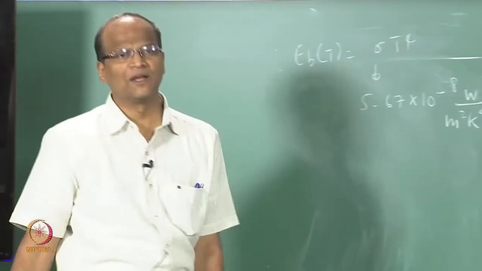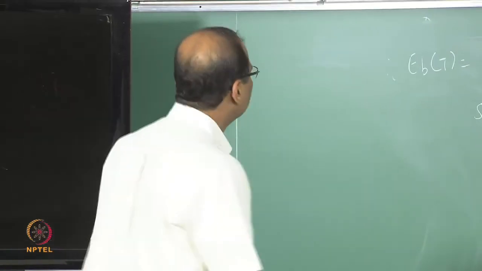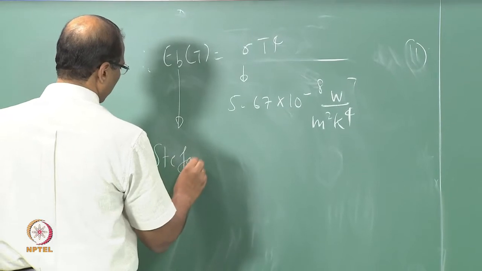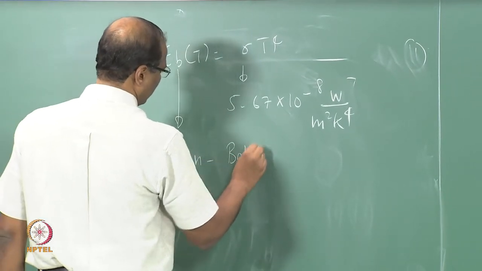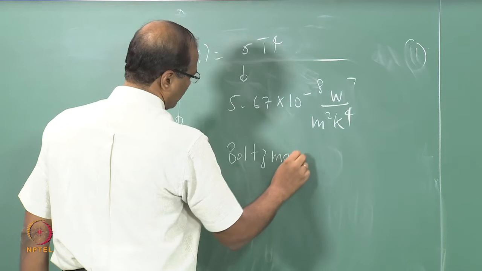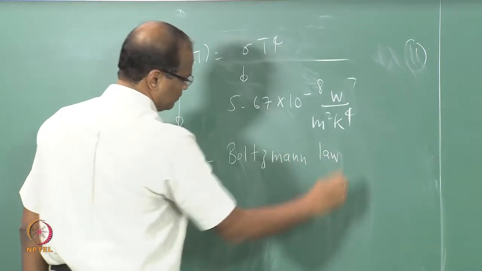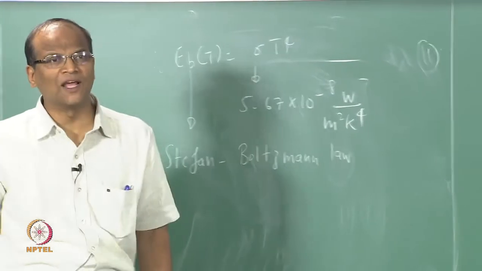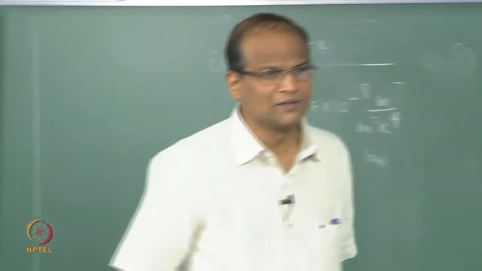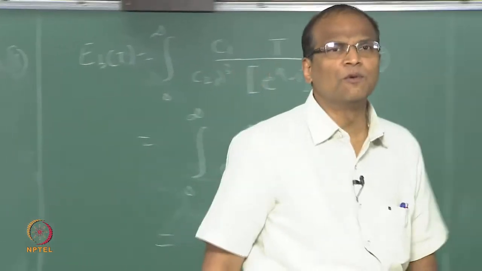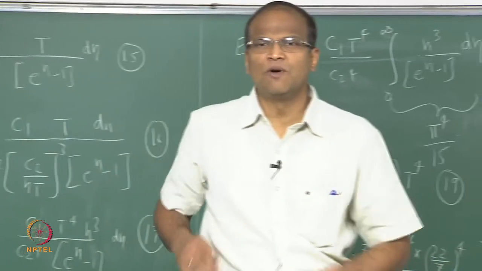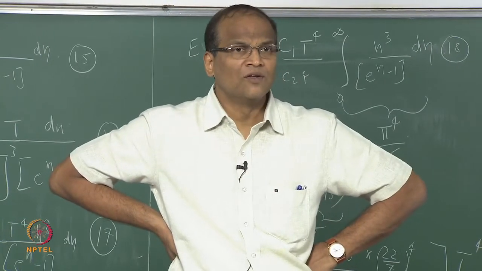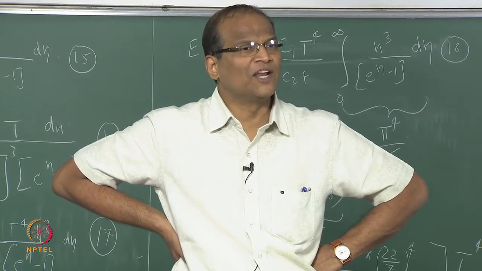Watts per meter square per Kelvin to the power of 4. So, this is called the Stefan Boltzmann's law. This law was known much before Planck figured out the Planck's distribution, because this has come from thermodynamics. From thermodynamics, we can prove that the emissive power of a black body is proportional to T to the power of 4. However, for getting the sigma, you cannot get it purely from thermodynamics, you require experiments.